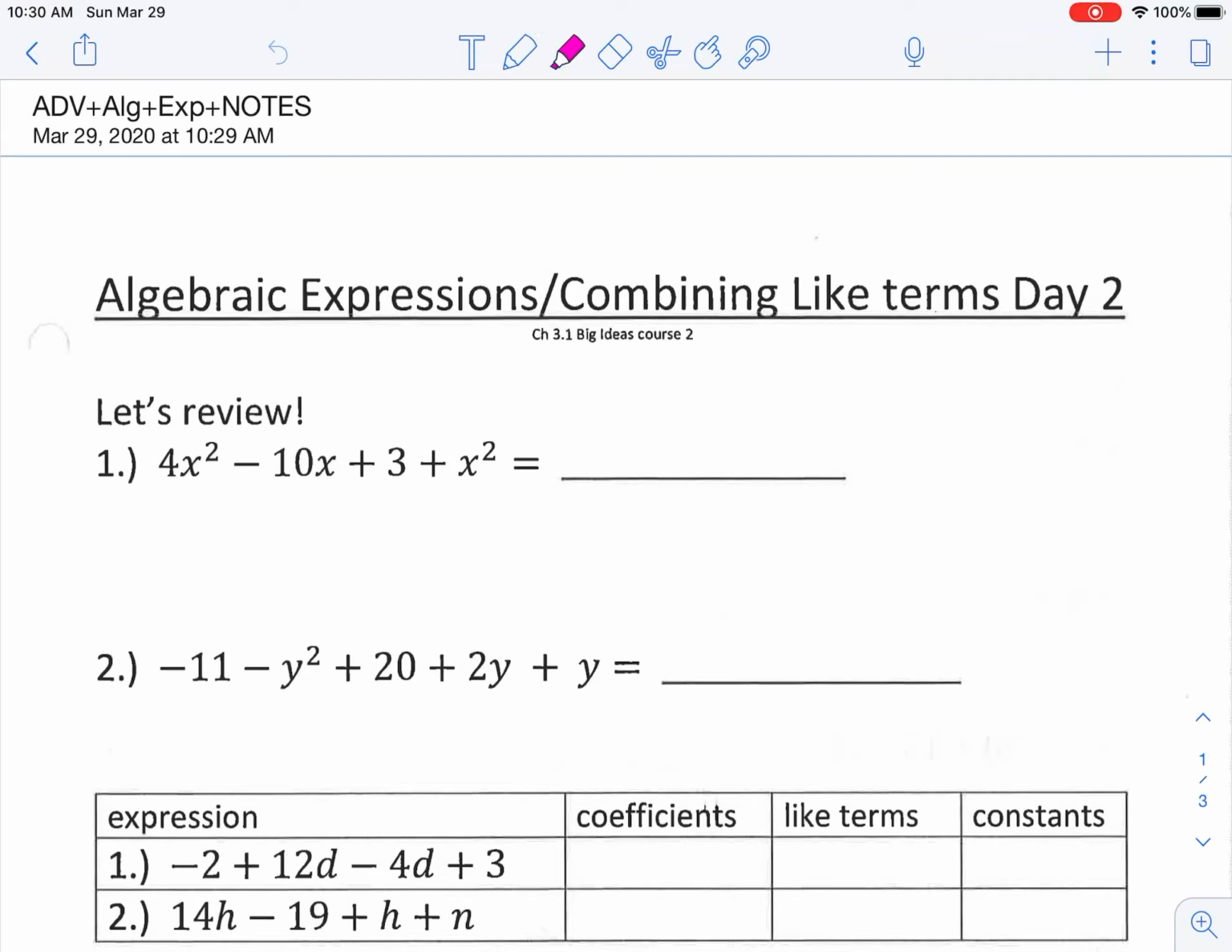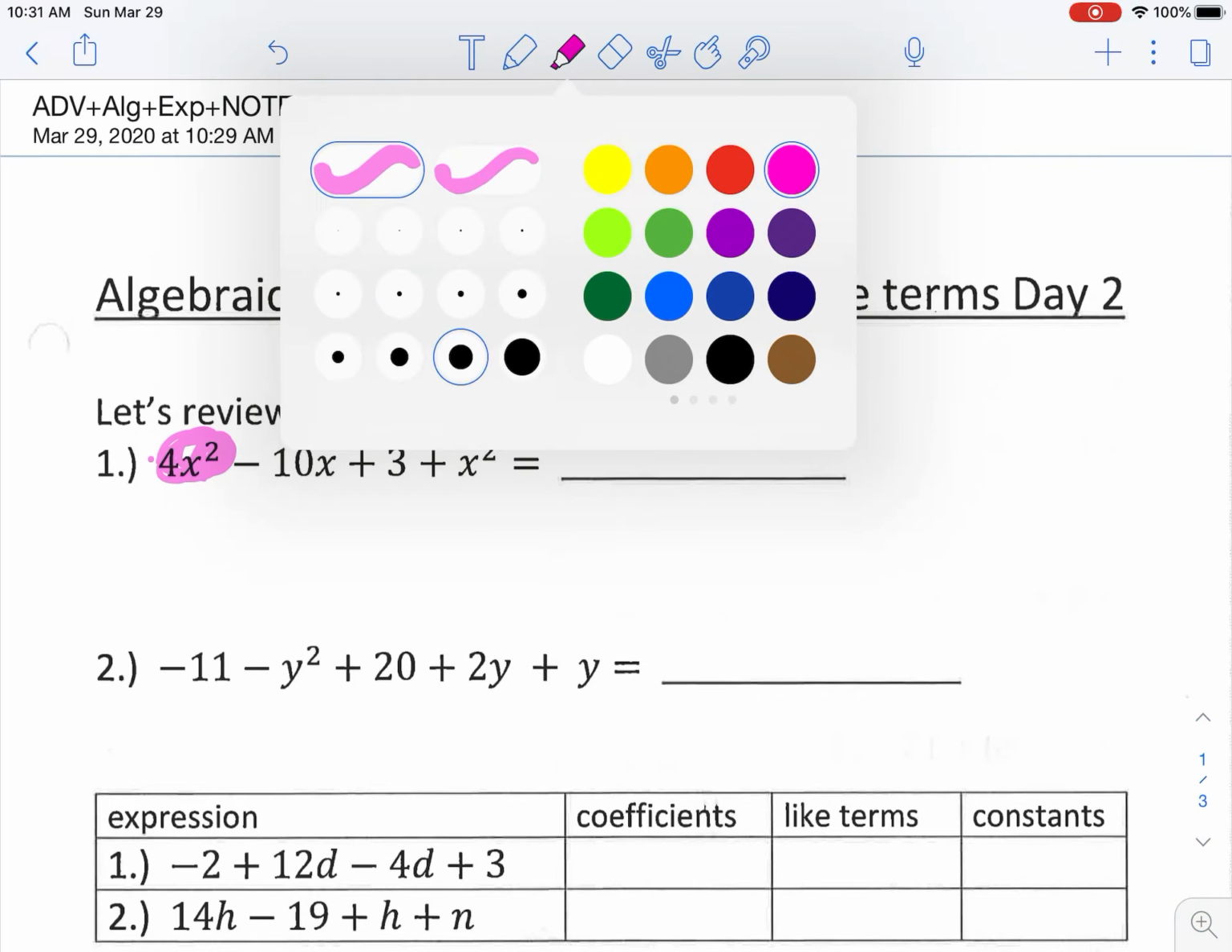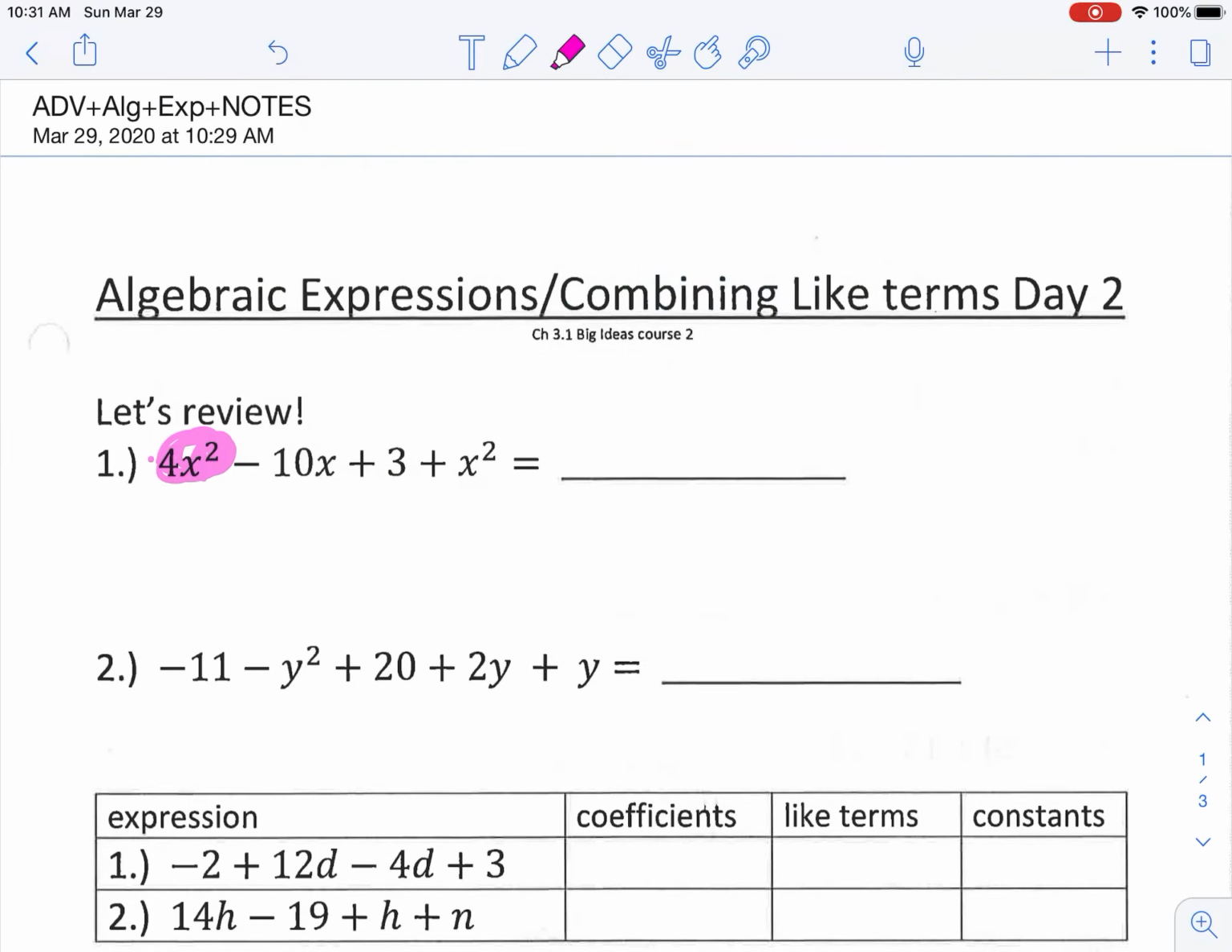So the first thing I'm going to do is, you guys know that I love to use my highlighters. So the first thing I'm going to do is I'm going to look for any like terms. So my eyes immediately are going to the 4x squared and the x squared. Those two terms are alike. So I'm going to go ahead and combine those.